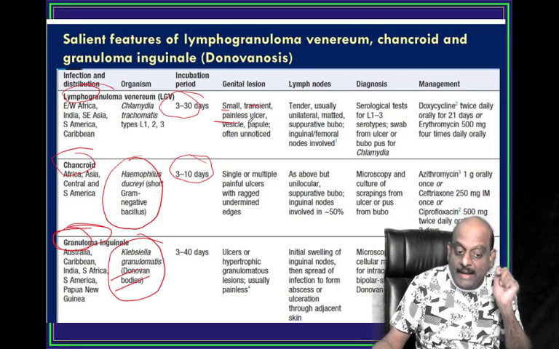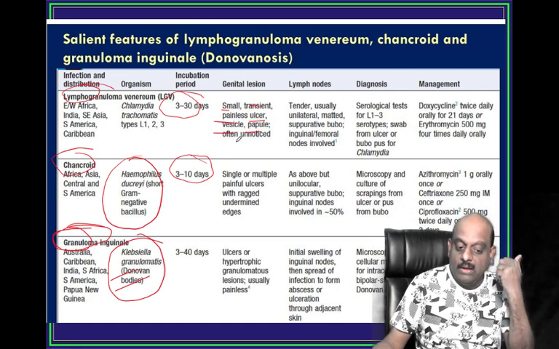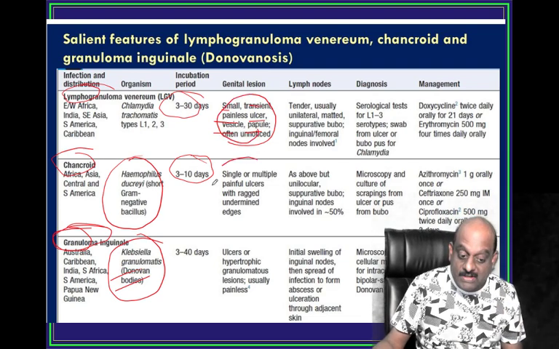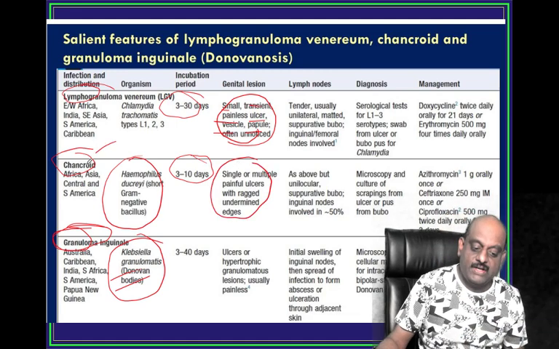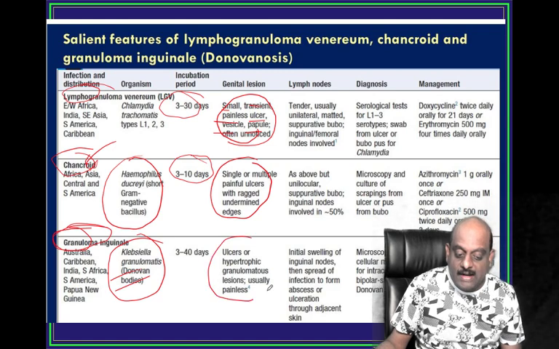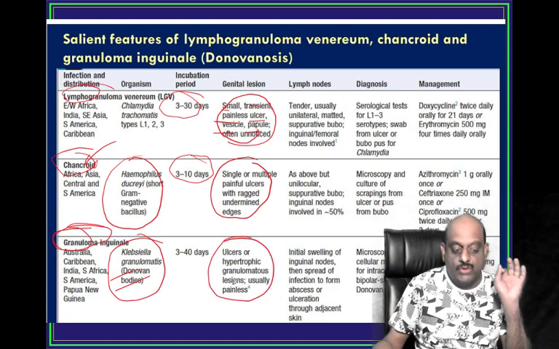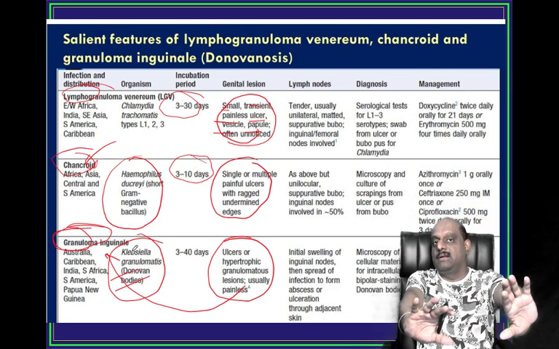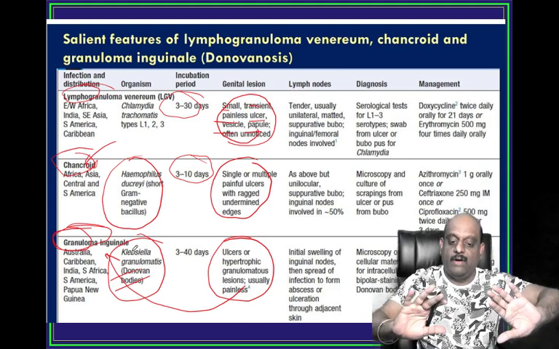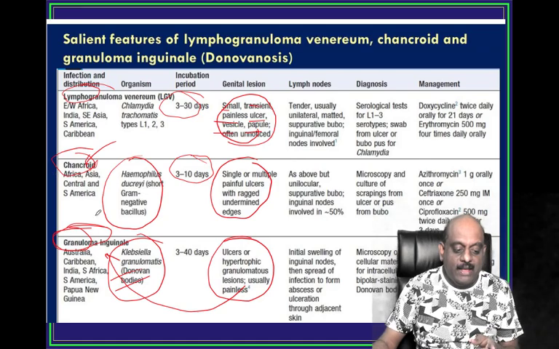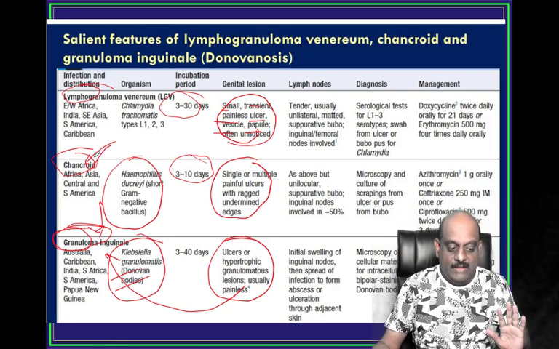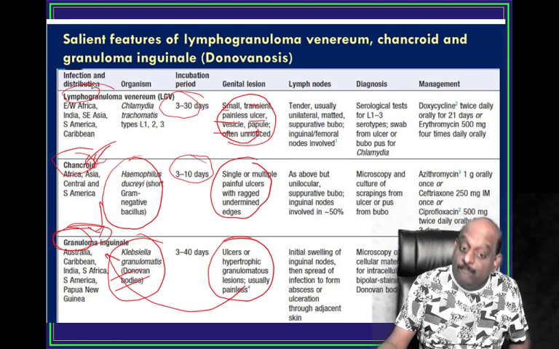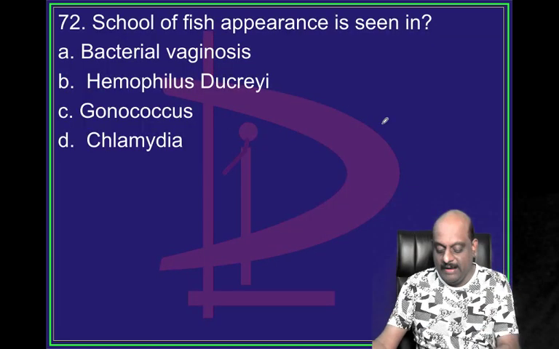Small transient painless ulcer, vesicle, papule, often unnoticed, that is lymphogranuloma. But single or multiple painful ulcers, that is chancroid. Ulcers that are hypertrophic granulomatous lesions, usually painless, is granuloma inguinale. That is the fundamental difference. This table, doctor, you have to quickly memorize for tomorrow's exam. For granuloma inguinale azithromycin is given, for chancroid also azithromycin is good, but for lymphogranuloma venereum doxycycline mainly is what you need to remember.